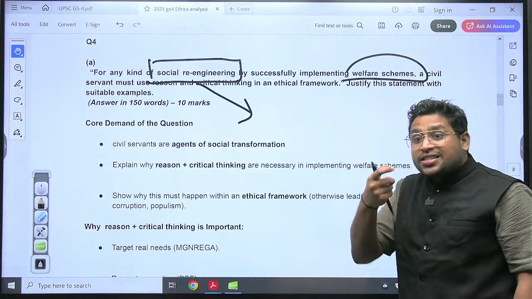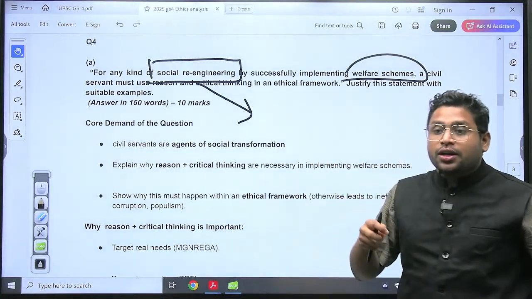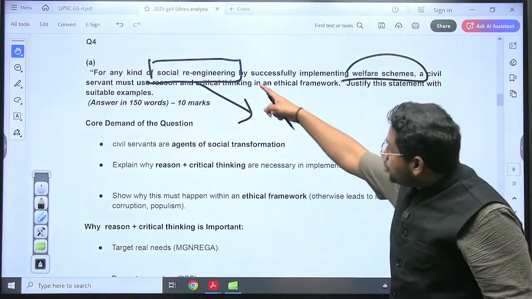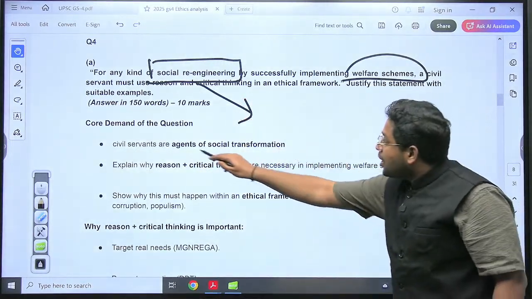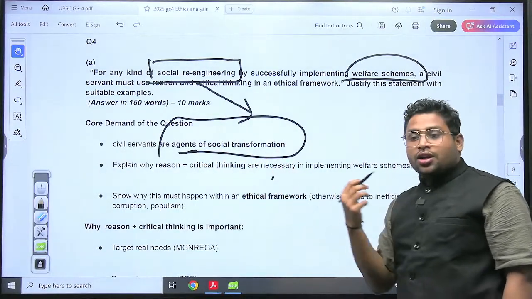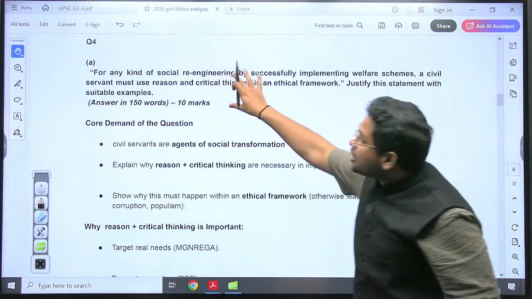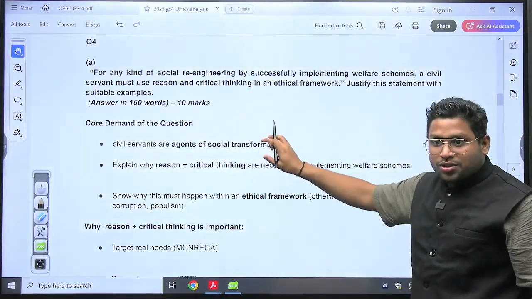They are looking at civil servants as being so important that society can be changed by civil servants. This re-engineering is happening, so they are going to act as agents of social change or social transformation, right? So that's something they expect in the answer, that you talk about this part.